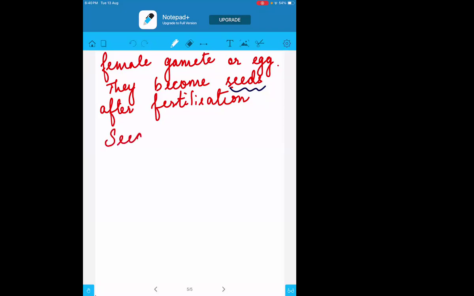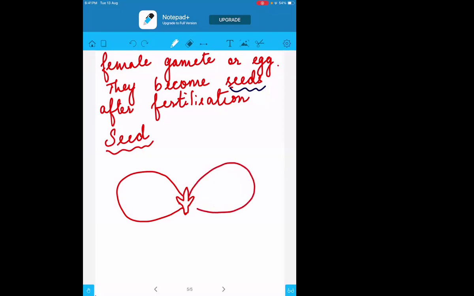Now the next one is about the seed. In the exam, they will be giving you this seed structure. So what are these two? They are the cotyledons.